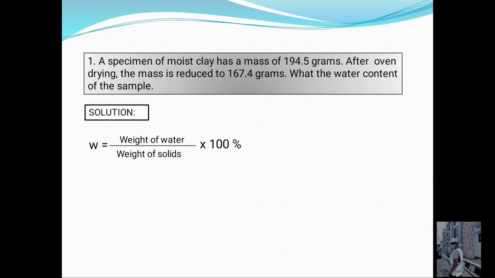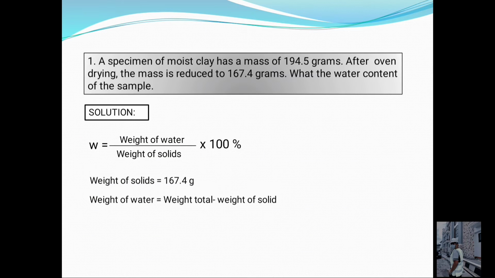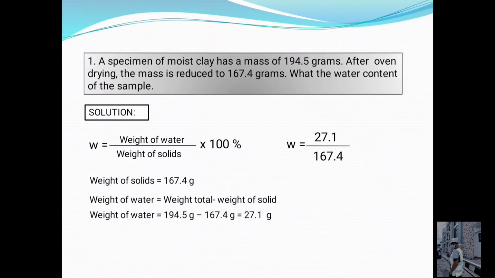Solution. So w is equal to the weight of the water all over the weight of the solids times 100%. That is given in our discussion earlier. So the given is the weight of the solids. The weight of the solid is equal to 167.4 grams. And next is the weight of the water. Weight of the water is unknown, but we can solve it by simply subtracting the weight of the solids from the total weight. And we can get 27.1 grams as the weight of the water. So now we can substitute it in the formula, and we can get the answer.